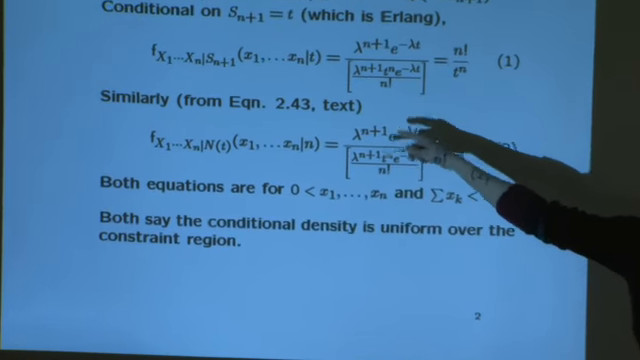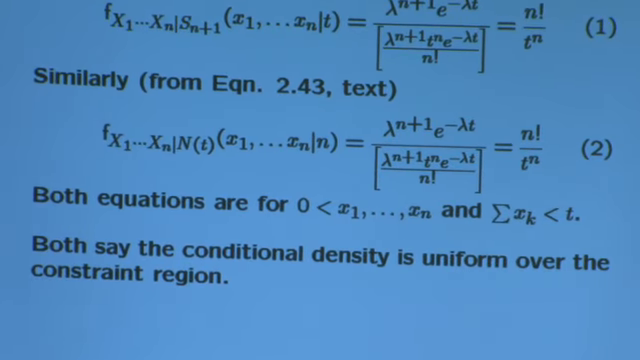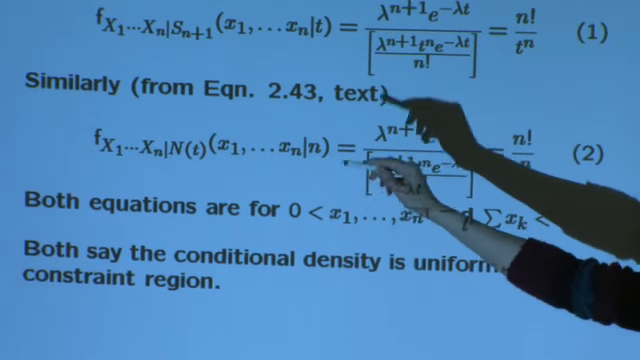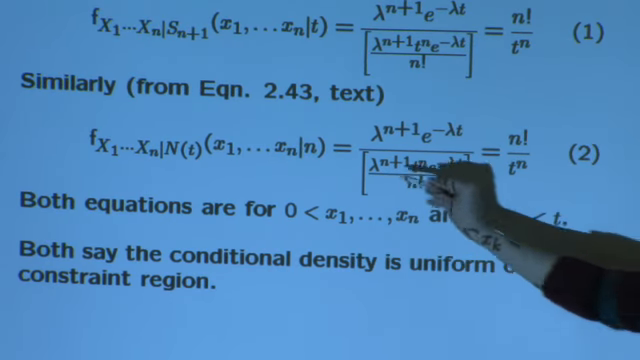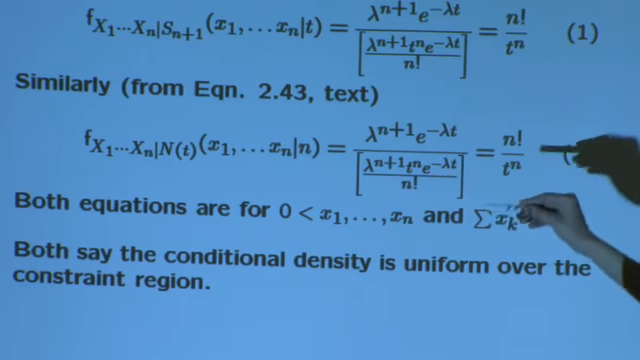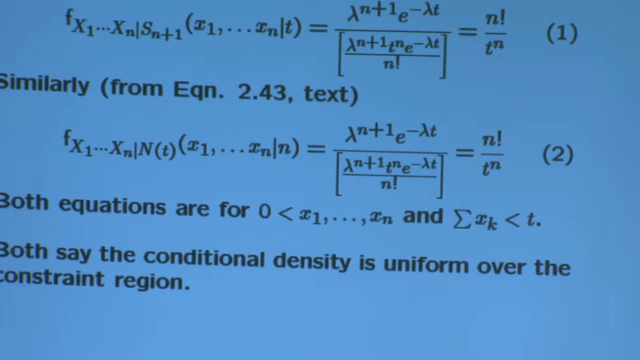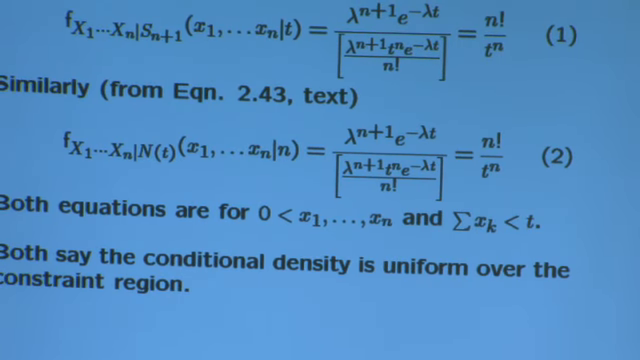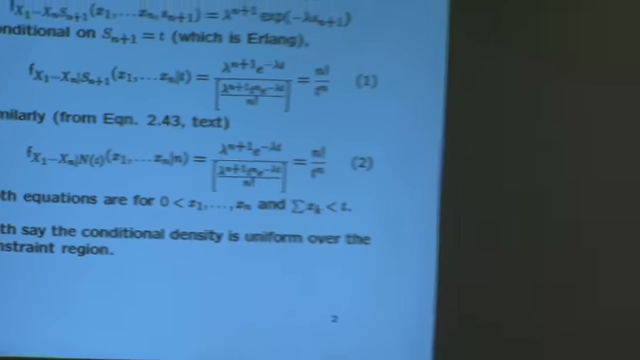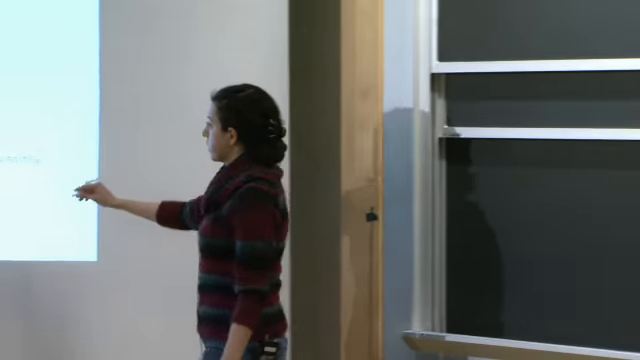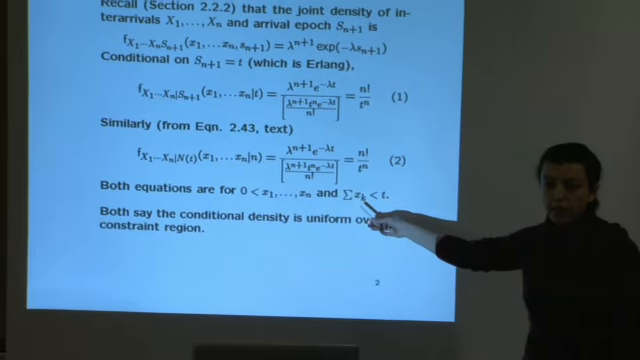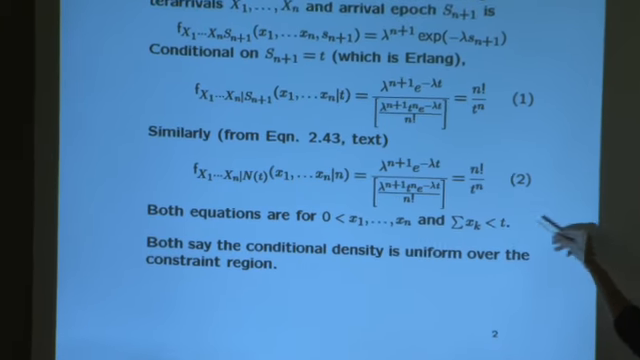Just forget about n plus 1. And the probability distribution of N(t) equal to n is this term without n plus 1: lambda to the power of n, e to the power of minus lambda t, over n factorial. So those terms cancel out, and we will have this thing. Again, we should have this constraint set that the summation of x_k, k equal to 1 to n, should be less than t.